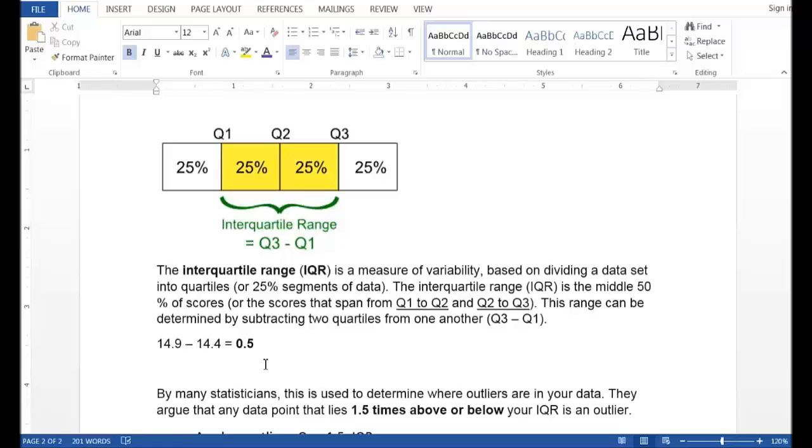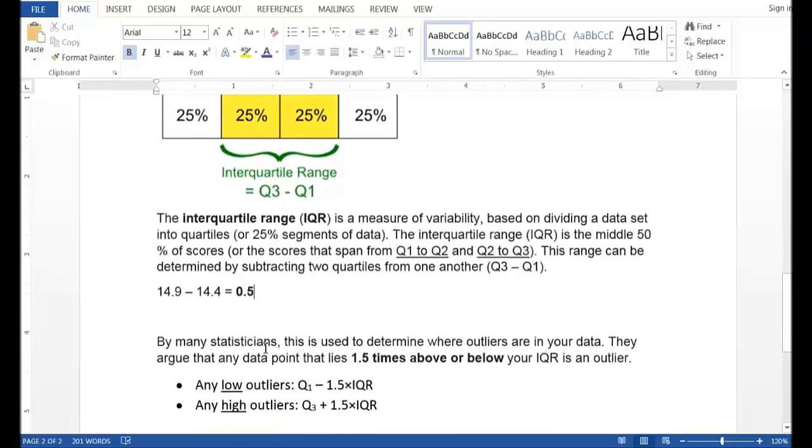Okay, so the reason that we figured out this interquartile range is, number one, to get a different measure of variability than we're used to, like variance. But it also can be used by a lot of statisticians to find where outliers are. So the interquartile range can be used to figure out what is a possible outlier and what are normal numbers in your data. So a lot of statisticians use the interquartile range in order to find outliers, and they argue that any data point that is 1.5 times above or below your interquartile range is an outlier.